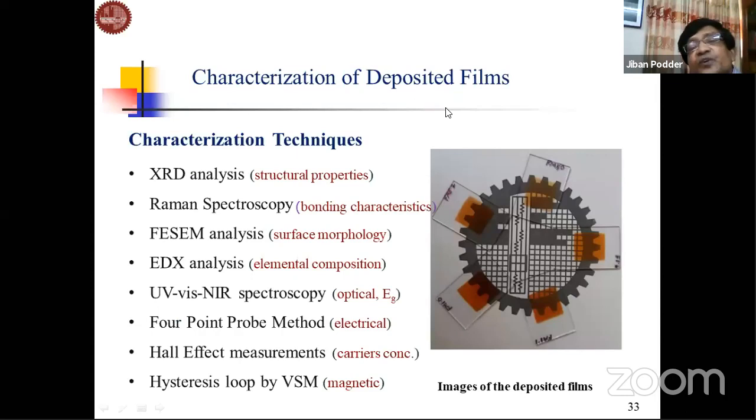After the deposition, we need to characterize the sample. We did the structural characterization by XRD and the bonding characterization by Raman spectroscopy, field emission scanning electron microscopy for the surface morphology, elemental composition by energy dispersive X-ray, and UV visible near infrared spectroscopy for optical properties and calculating the band gap, the four-point probe method for electrical, Hall effect measurement, and hysteresis for magnetic studies, VSM. We employed all these techniques to characterize our as-deposited samples.